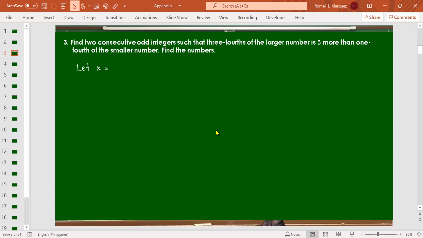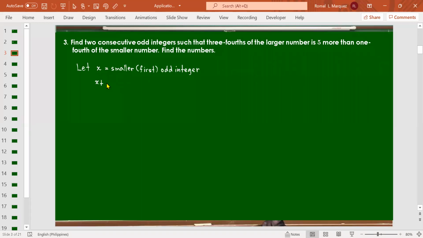So there are two consecutive odd integers. So let x be the smaller, the first odd integer, because there are only two. So we have the second. To get the next odd integer, what is supposed to be our number? x plus what?